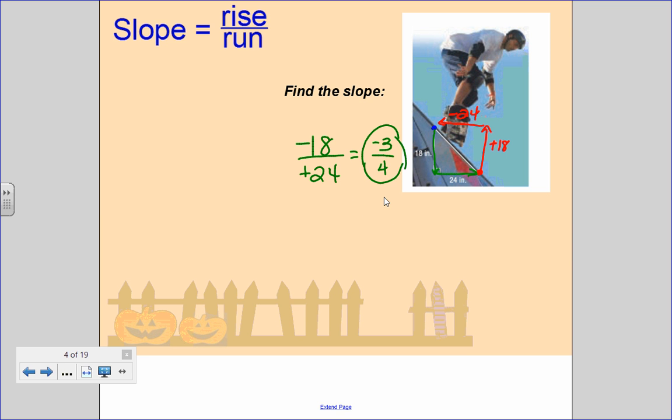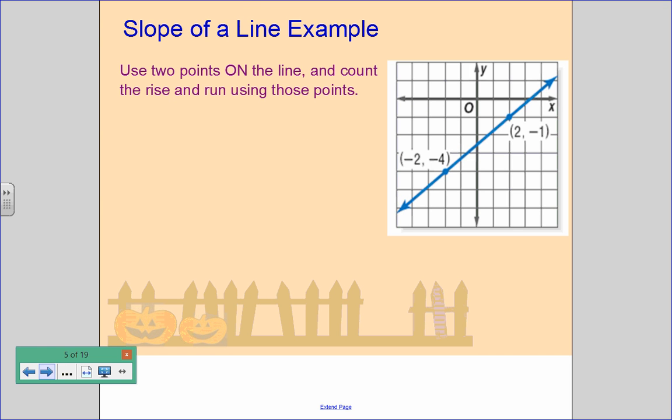-3/4. My apologies. Okay. Anyway, so we reduced by 6 up top and bottom. So that has a slope of -3/4 no matter which way you go. All right, so let's take this now to actual lines in our coordinate grid.